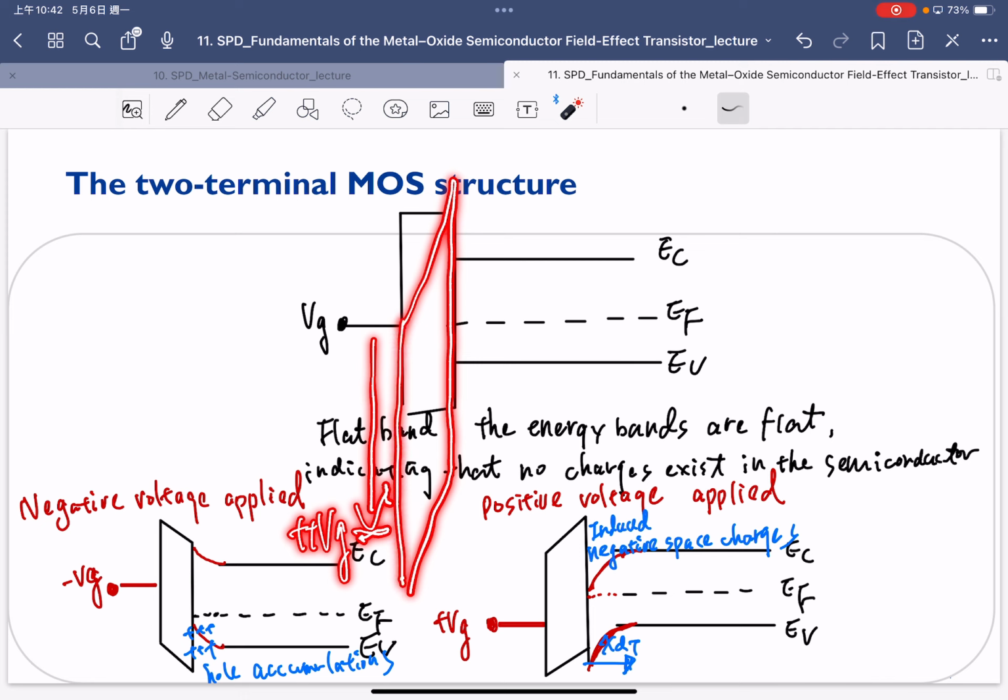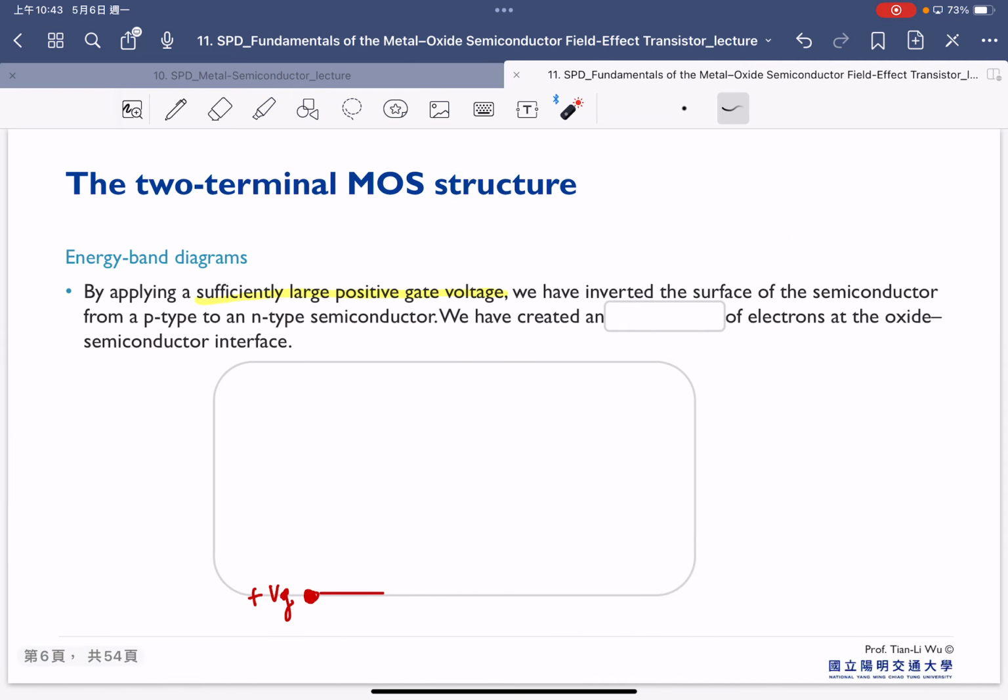And the huge band bending means this interface will have even more band bending, and that means this one will be lower than this one, and that means your EF now exceeds your EC. So once your EF exceeds EC, you start to have very strong electron inversion, or strong electron generation, at this interface. So now we're going to draw these things.